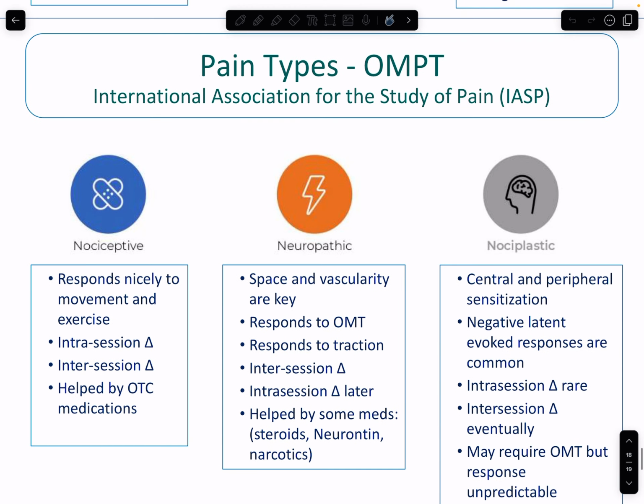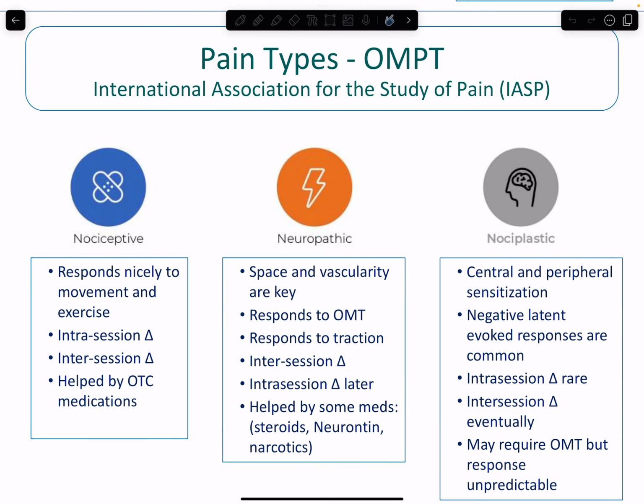So, if you think about it from the standpoint of orthopedic manual physical therapy, nociceptive patients, we love to see these people. We don't have to worry about their nerves, we don't have to worry about anything but their musculoskeletal function and tissues and stiffness and all that. So they respond nicely to movement, they respond nicely to exercise. You'll see intrasession changes, you'll see intersession changes. And these people also say, yeah, I took Advil, 1 Advil 3 times a day, and I felt so much better. That's a good prognosticator.